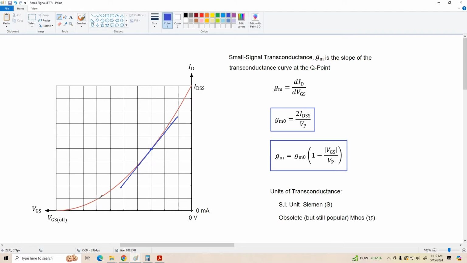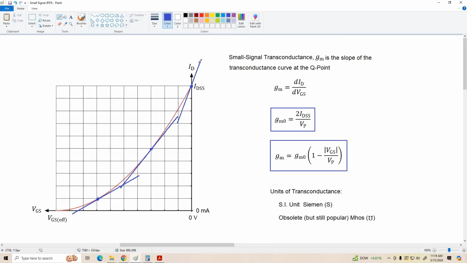Now, if I were biased up, say, at this point on the transconductance curve, the tangent line would look something like this. We've got a lower slope, so the transconductance is smaller at this Q point versus this one. And if I were to establish my Q point all the way up here at IDSS, I'd get the steepest slope of my tangent here, something like this.